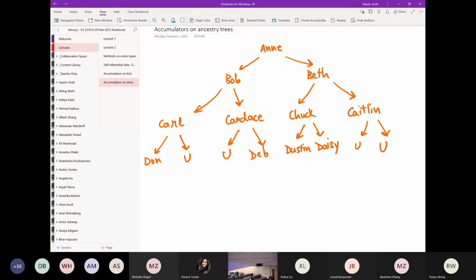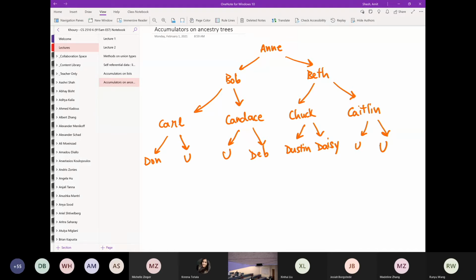The tree starting here is well-formed if, finish that sentence for me. The tree starting at Anne, let's say here means Anne right now. The tree starting at Anne is well-formed if, who can finish that sentence for me?